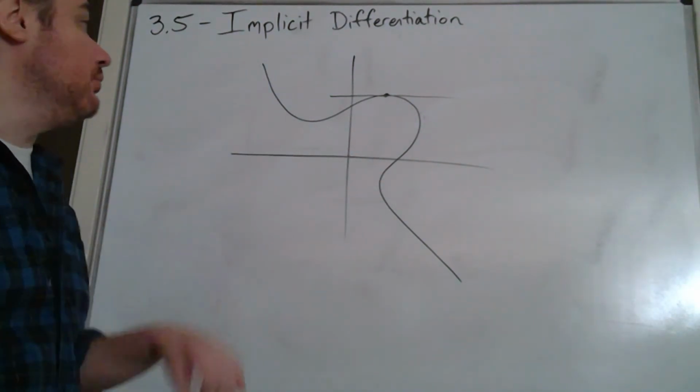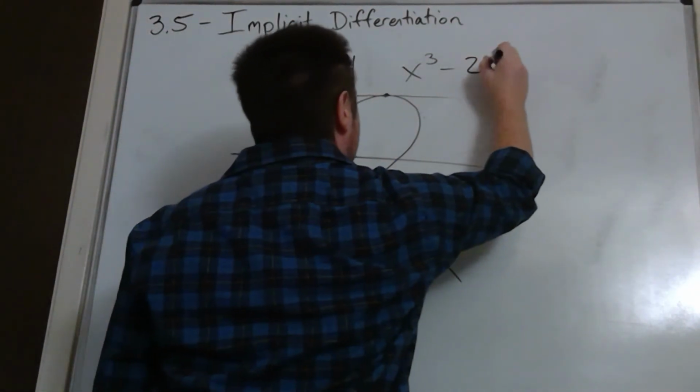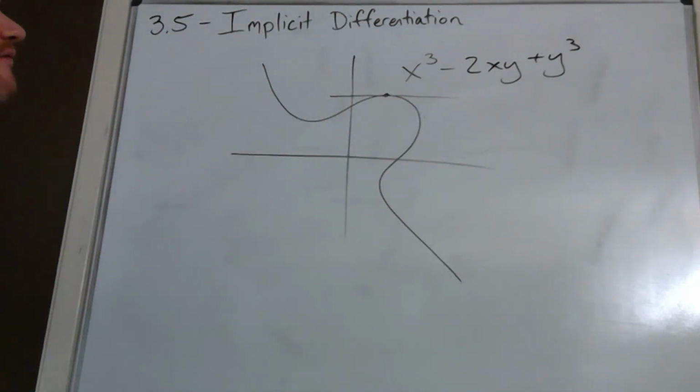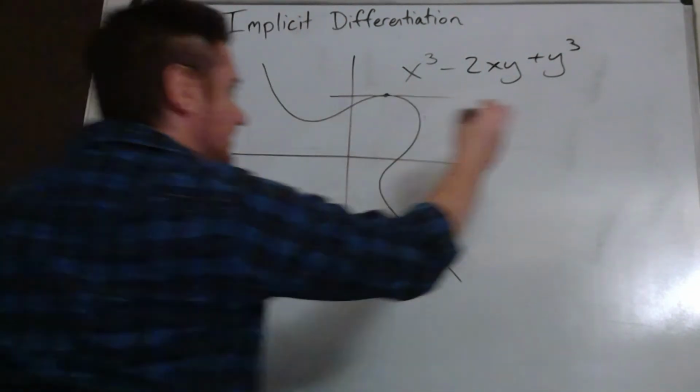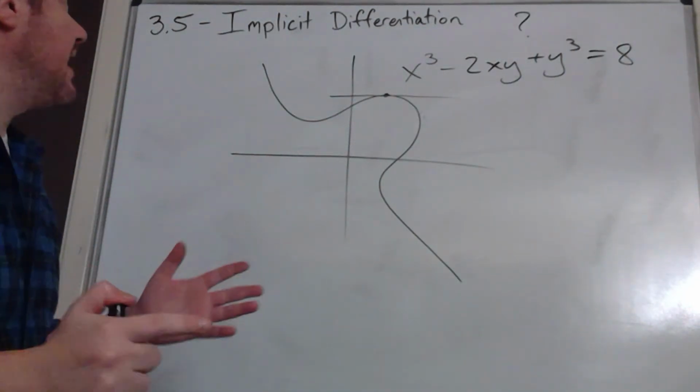They just look kind of cool. I think this is something like x cubed minus 2xy plus y cubed. I think something of that form gives something like that, but I'll let you guys play around with that.